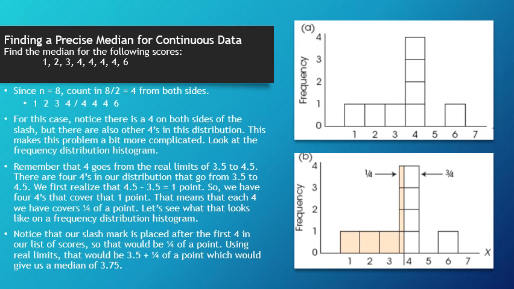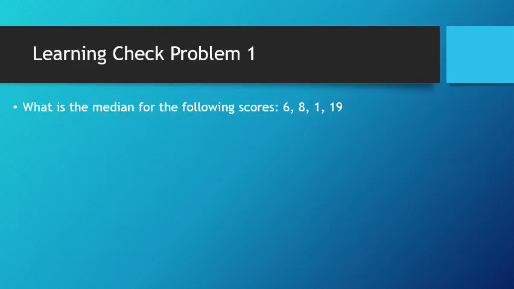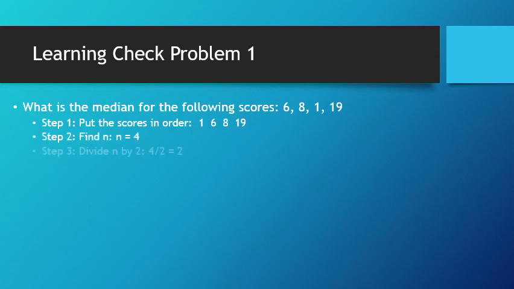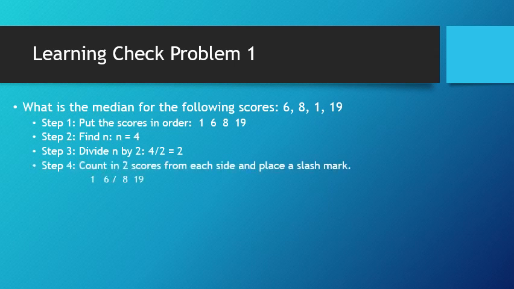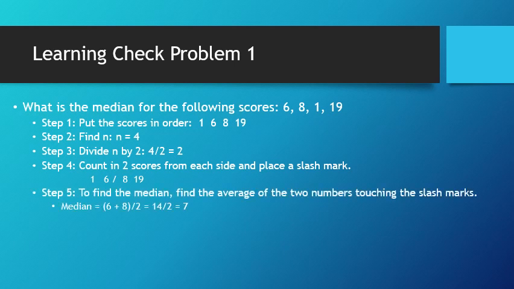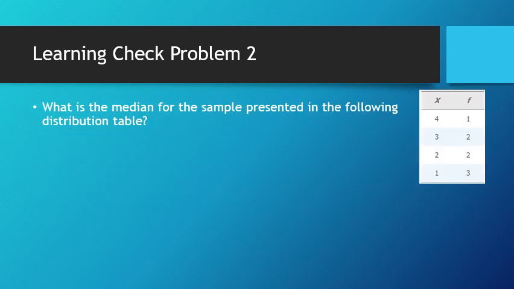This is interpolation. So let's do some learning checks. Again, pause the video before each problem is worked. So what's the median for these scores? Step 1, you should have put the scores in order. You should have found n was 4. You should have divided that by 2 to get 2. You should have counted in 2 scores from each side and placed a slash mark. And then to find the median, you should have found the average of the 2 numbers touching the slash mark. So the average of 6 and 8 would be 7, which would be your answer.